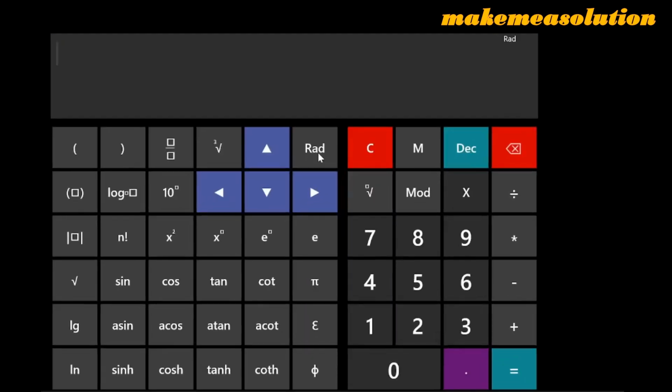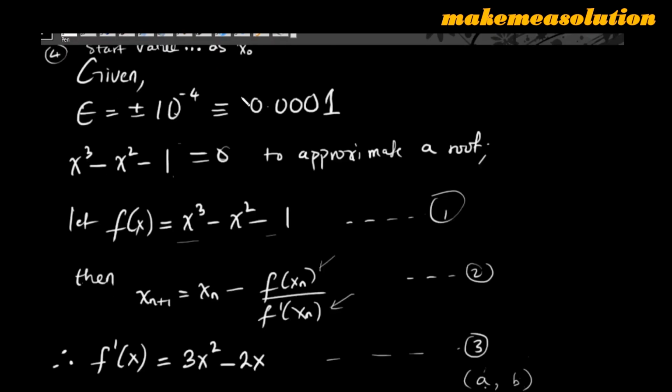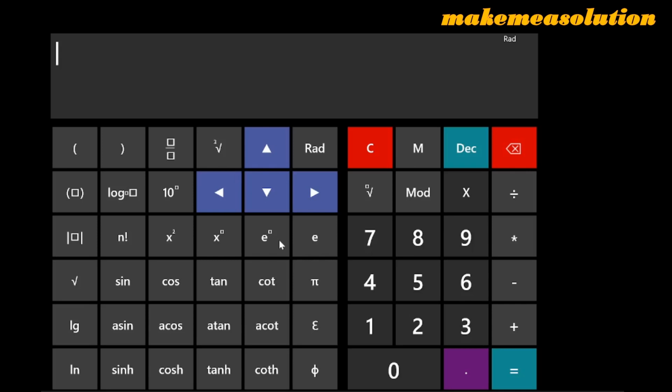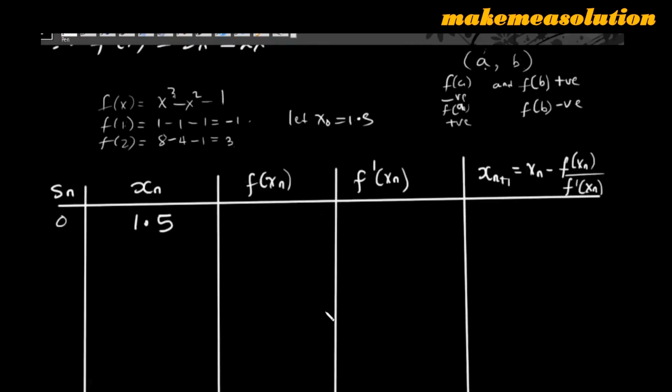Let's go to a calculator, and we're now going to start calculating properly. We are going to calculate our f of x. Our f of x is something cubed minus something squared minus 1. This time I'm dealing with 1.5 as my starting point. So f of 1.5 gives me 0.125. So I'll put it here.